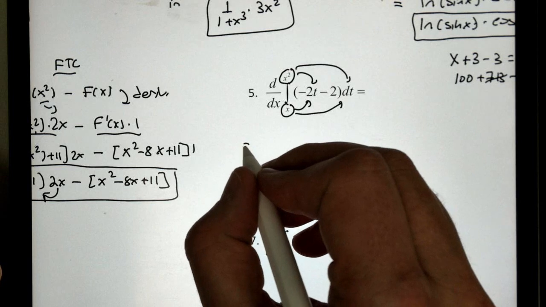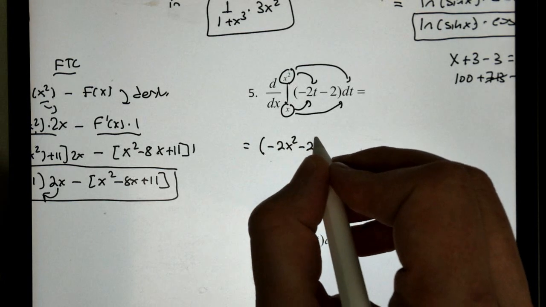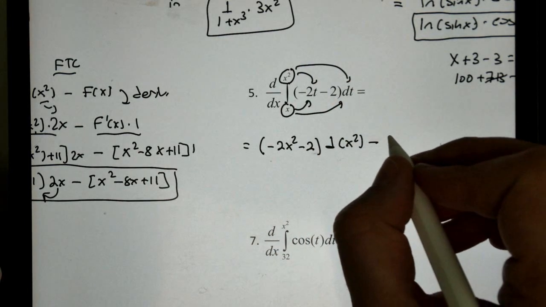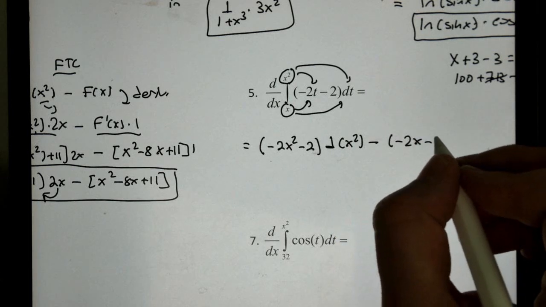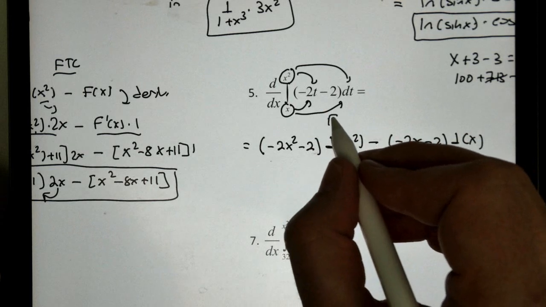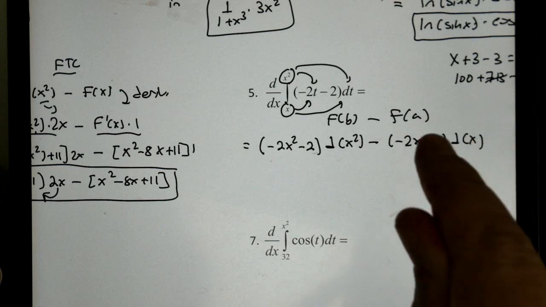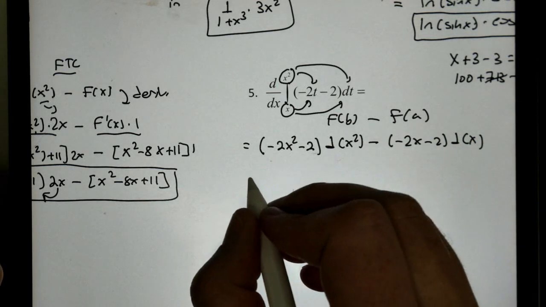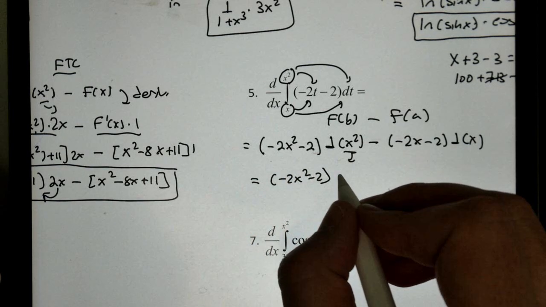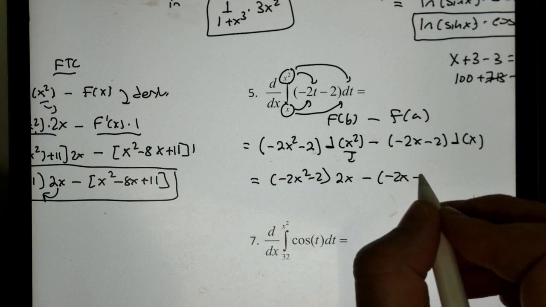So my first one is just going to become negative 2x squared minus 2 times the derivative of x squared, minus negative 2x minus 2 times the derivative of x. So remember, f of b minus f of a, where a doesn't become 0 here. So if I simplify it, we get negative 2x squared minus 2, times 2x (that's my chain rule), minus negative 2x minus 2.